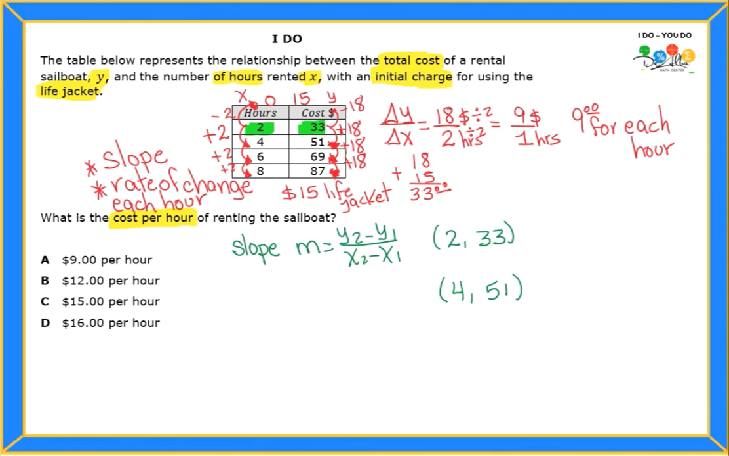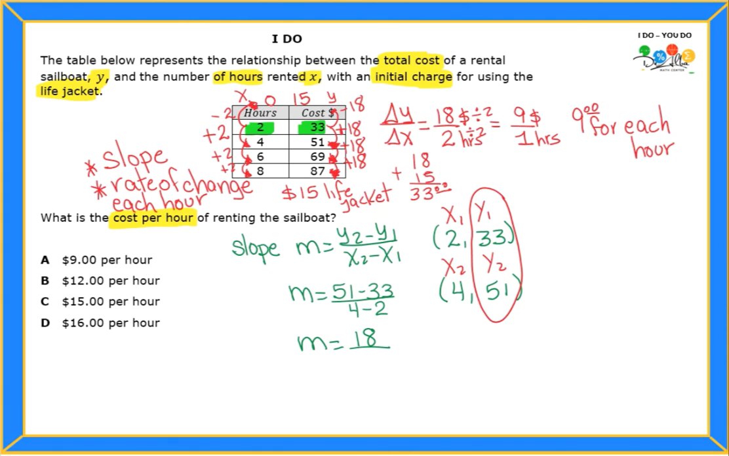So what I need to do next, I'm going to write my labels. So this is x sub 1 and y sub 1 because it's my first point. x sub 2 and y sub 2 because that's my second point. I'm going to circle that because remember that that is what's going to go on the numerator. Okay, so I'm going to write down 51 minus 33 and 4 minus 2. If I subtract 51 minus 33, I do get 18, and 4 minus 2 gives me a 2.